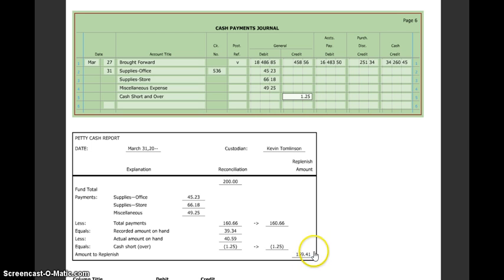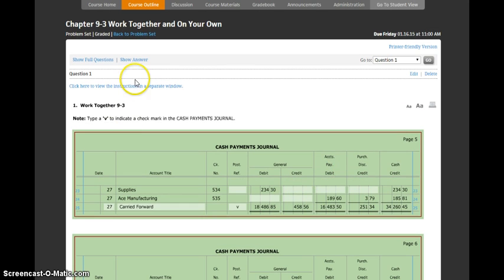Alright, and now we have to take the 159.41, and this is our cash credit that we're writing the check to replenish. So 159.41 is recorded in the cash credit. And again, to double check yourself, add up your 2 credits and make sure they equal your 3 debits, because the debits and credits still have to equal.